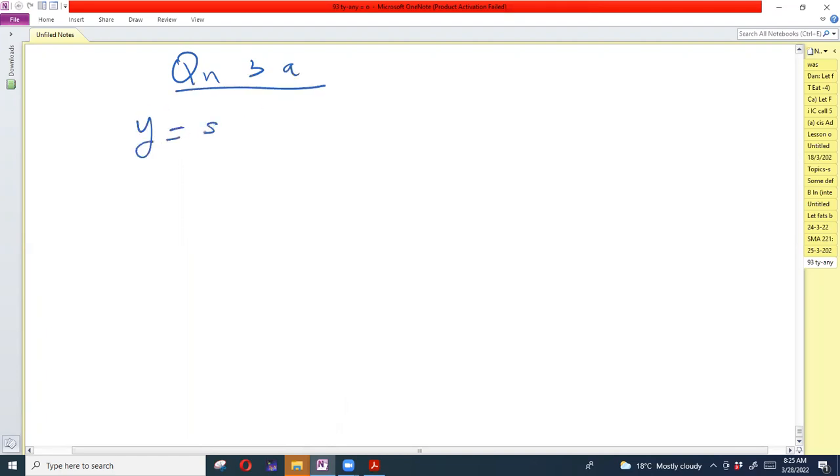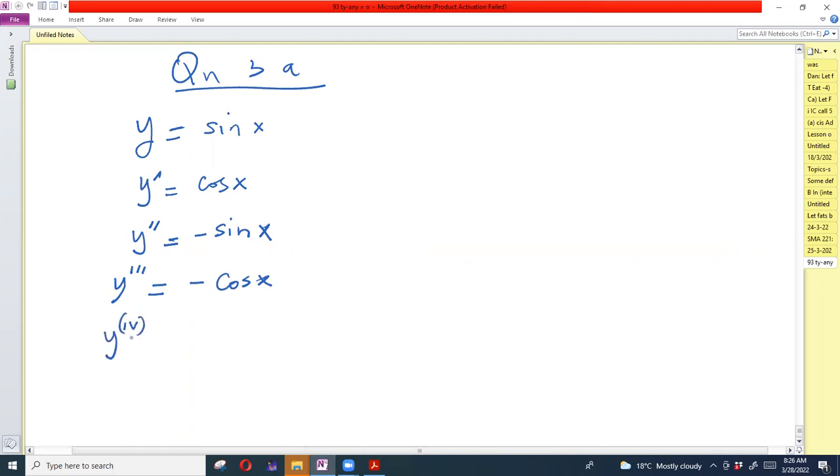y is given by sine of x. So the first derivative, if you differentiate the sine function, you get the cos function. Differentiate the cos function, you get negative sine function. Differentiate negative sine function, you get negative cos function. You differentiate negative cos, you get positive sine.